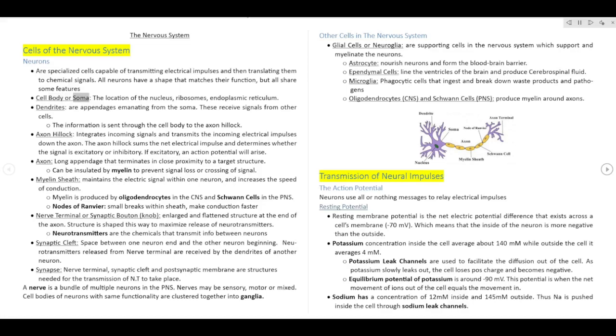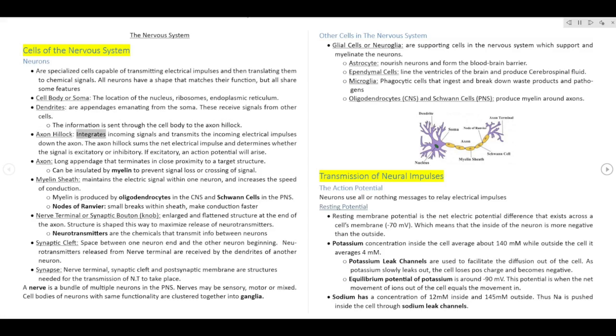Cell body or soma, the location of the nucleus, ribosomes, endoplasmic reticulum. Dendrites are appendages emanating from the soma. These receive signals from other cells. The information is sent through the cell body to the axon hillock.